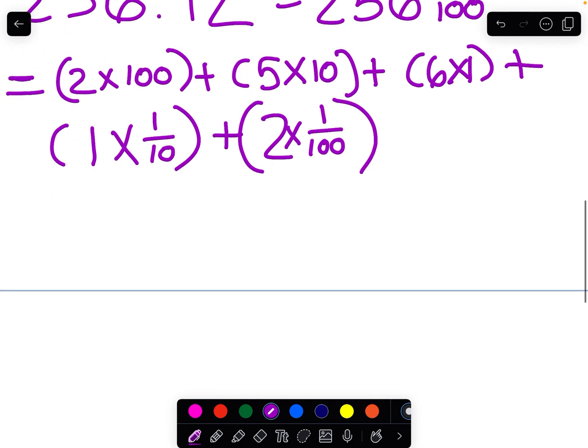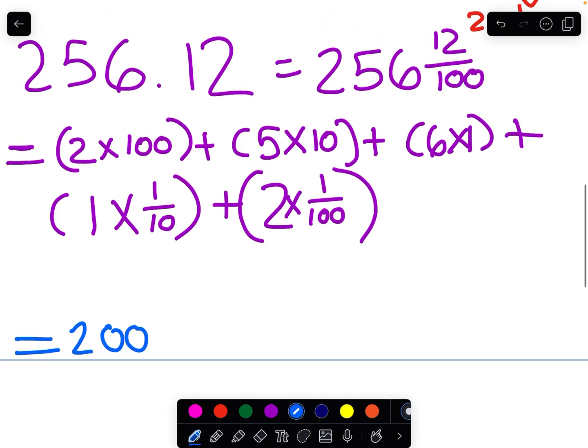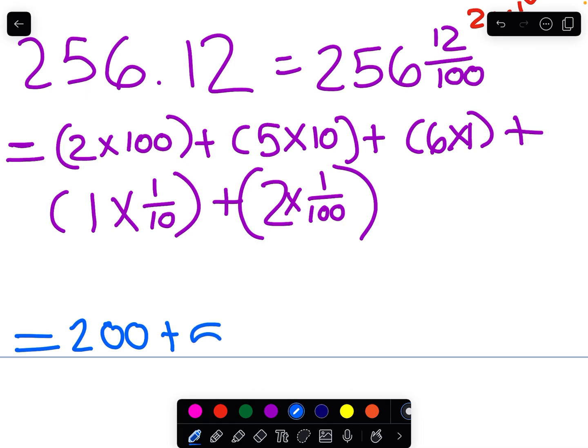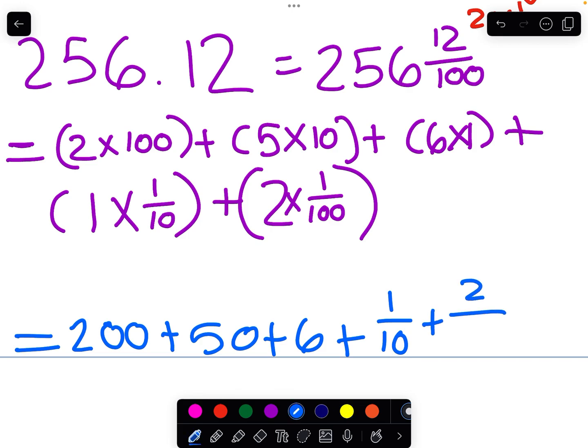And another way to write this as well, a way that I personally think is easier, is I just do 200. So let me keep the number in your visual view. 200 plus 50 plus 6 plus, and now we're getting to the decimal part of the number, plus 1/10, because that's what this number represents. It's 1/10. And then plus 2 100ths, because that's what the 2 represents in that part of the number.